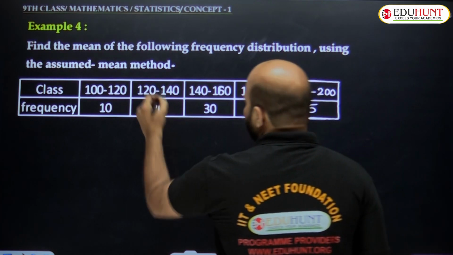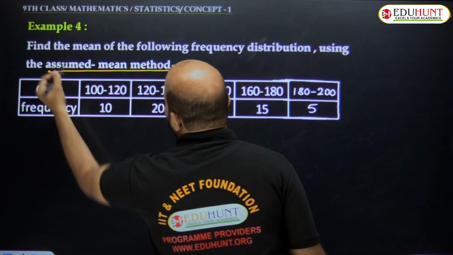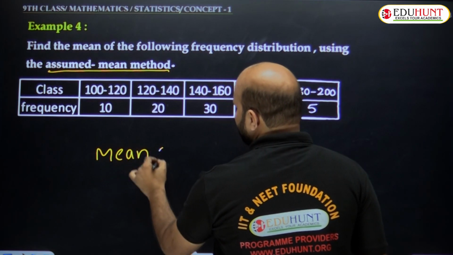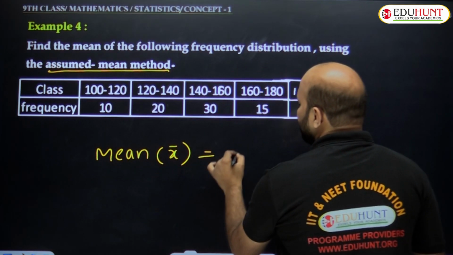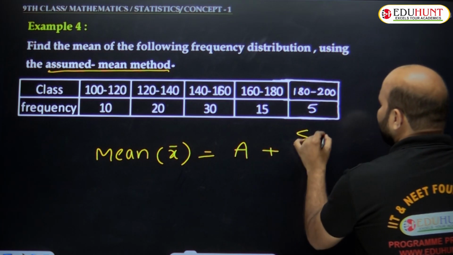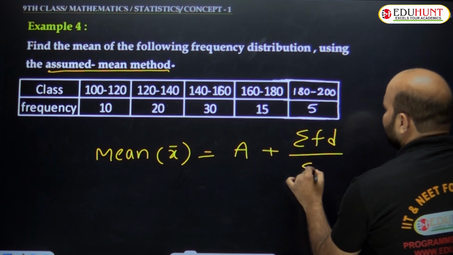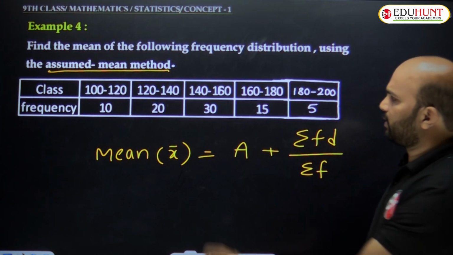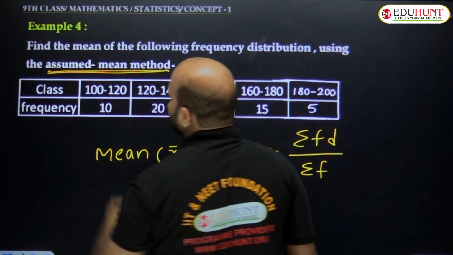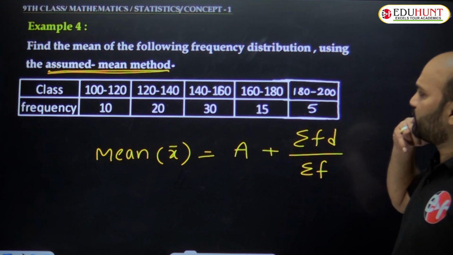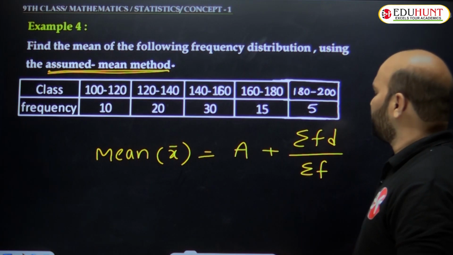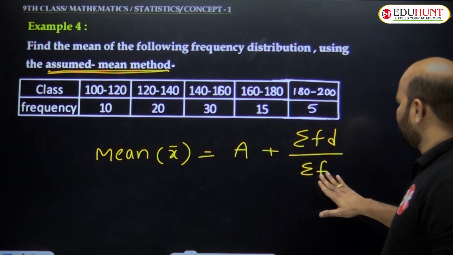So by using the assumed mean method, how will we get the mean? The formula is x bar equals A plus sigma fd by sigma f. This is the formula. Here A stands for assumed mean. Am I clear? So by using the assumed mean, we get the mean value. x bar equals A plus sigma fd by sigma f.